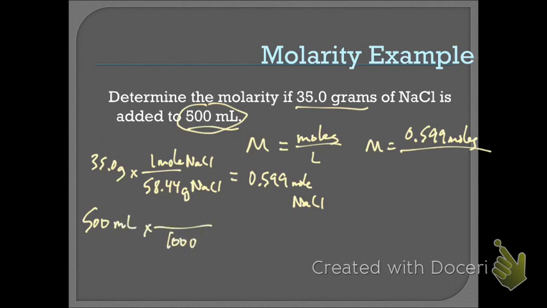So you want to make sure it's always going to be moles over liters, right? So here I have to convert my milliliters into liters, and then I can plug it in. So if you get this now, 500 milliliters has only 1 sig fig, so my answer should have only 1 sig fig. Divide the two, you get like 1.19 something, right? So it should be just 1 molar of NaCl.